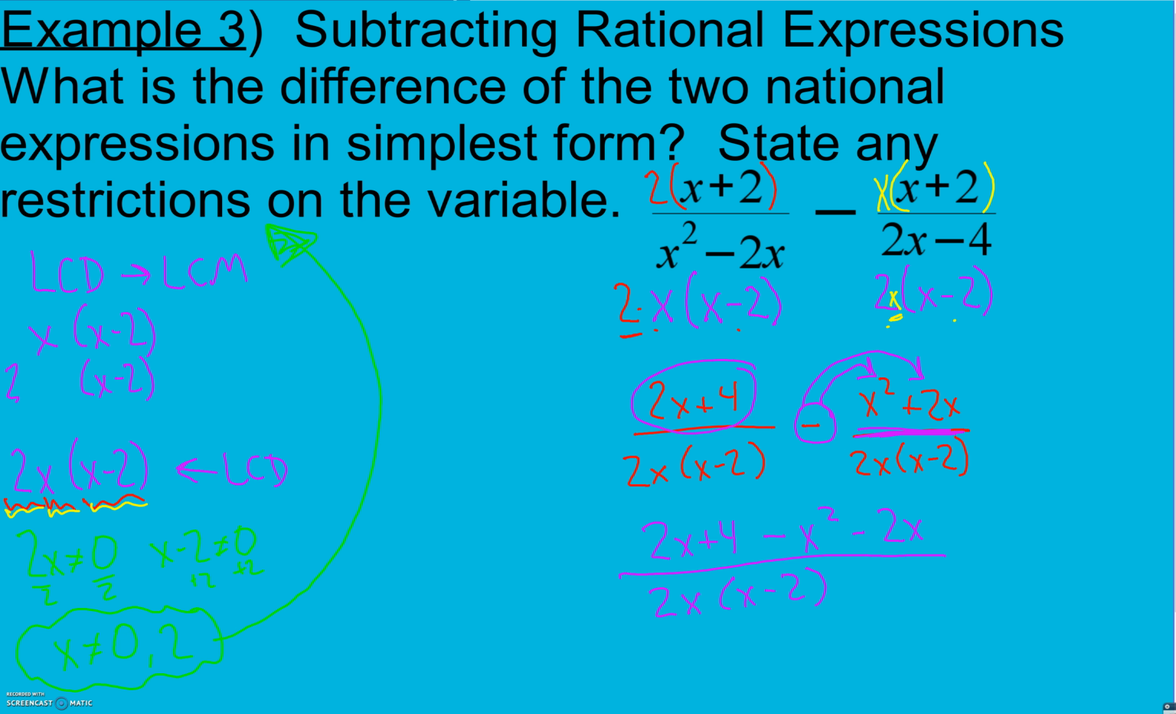I'm telling you right now that this right here, you guys are going to forget to do. You're going to forget to take it to the second term. Don't. Okay, we're subtracting that whole thing. So we're taking 2x plus 4 minus x squared and minus 2x. We're subtracting the whole second numerator. Now combine your like terms. 2x minus 2x. I get negative x squared plus 4 over 2x, x minus 2.